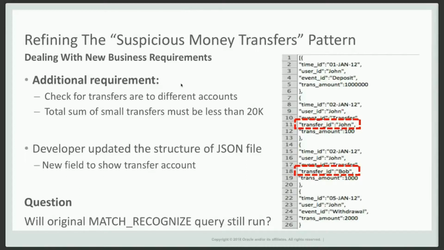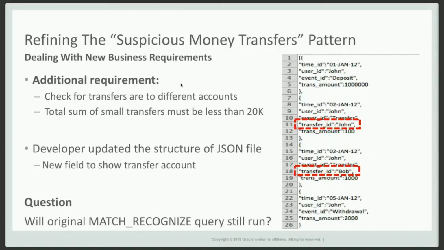So what our developer has done is update the structure of the JSON file. We've put some new information in there, such as the transfer ID, so I can then see the account that the information is moving to. They've gone in and done their thing, pushed out their new key value log file, and voila, we're ready to go. So we've changed the model that we're looking at now.